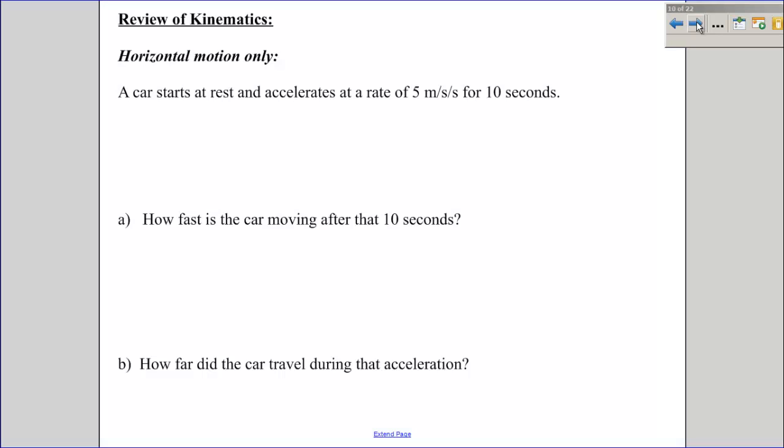Again, review. I'm probably going to go through this really quickly. This is a horizontal problem. I'm playing with this new tablet. I'm trying to learn how to use this thing, so bear with me. And apparently I can't even get it working anyway.